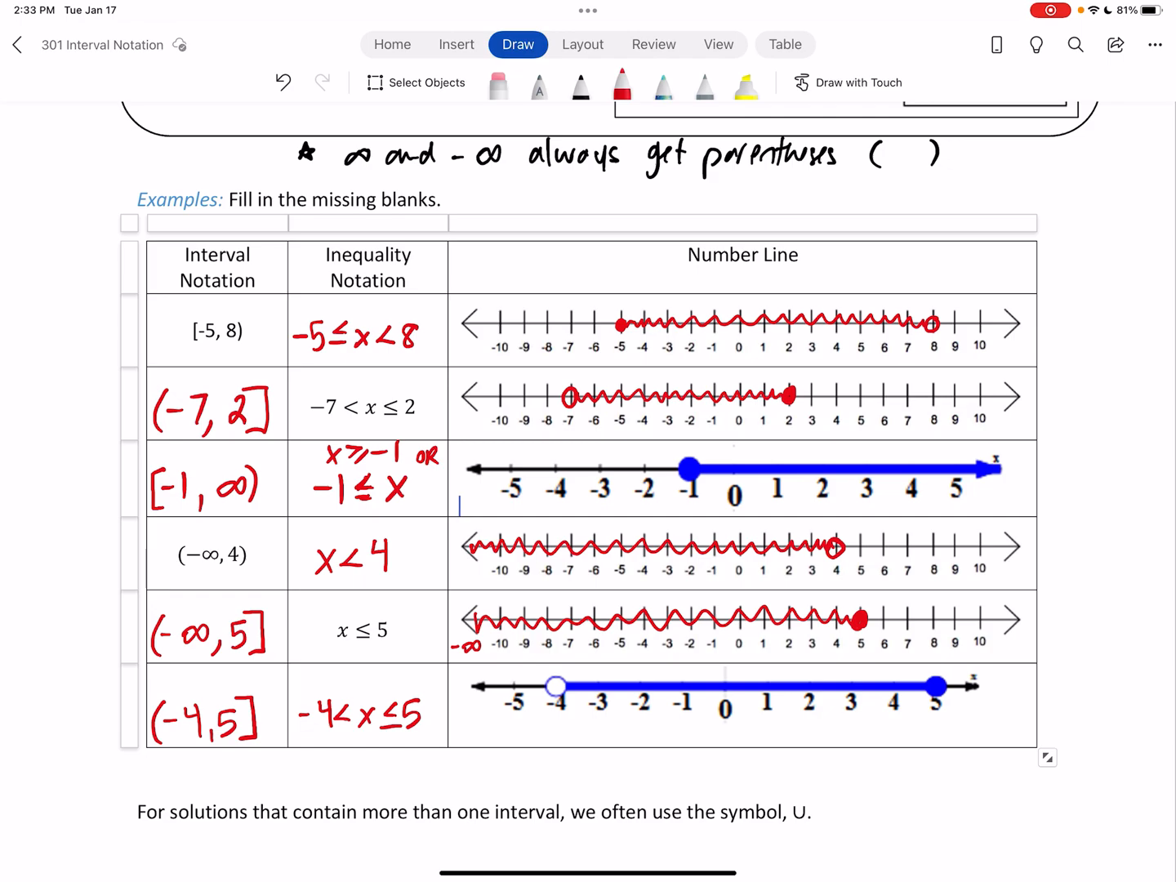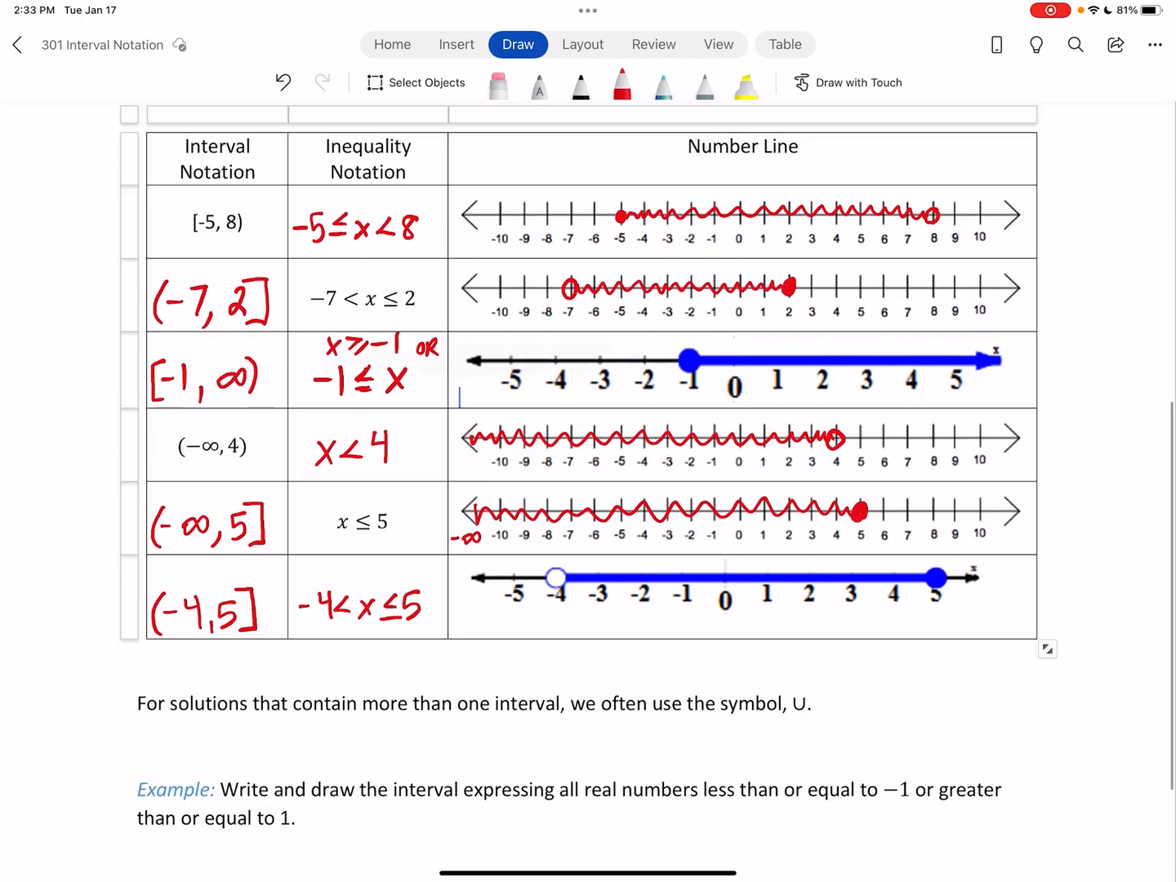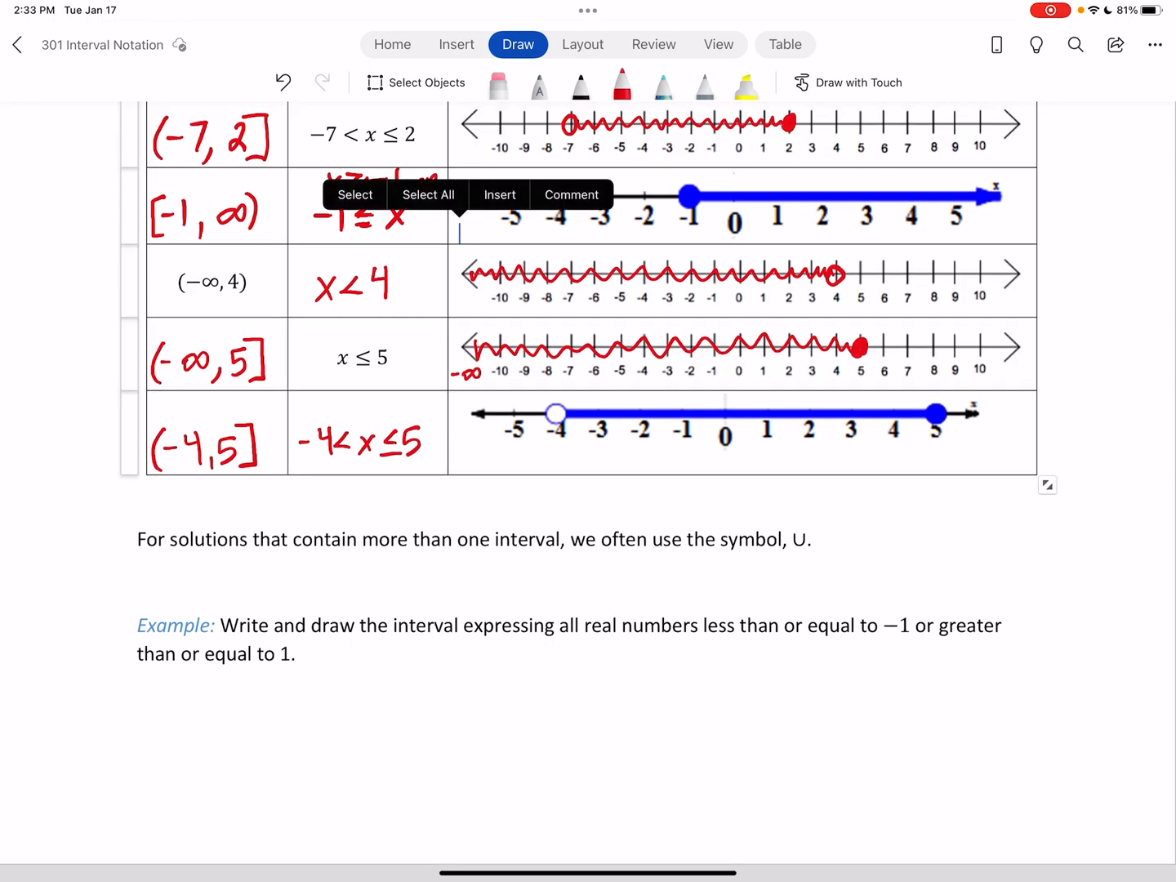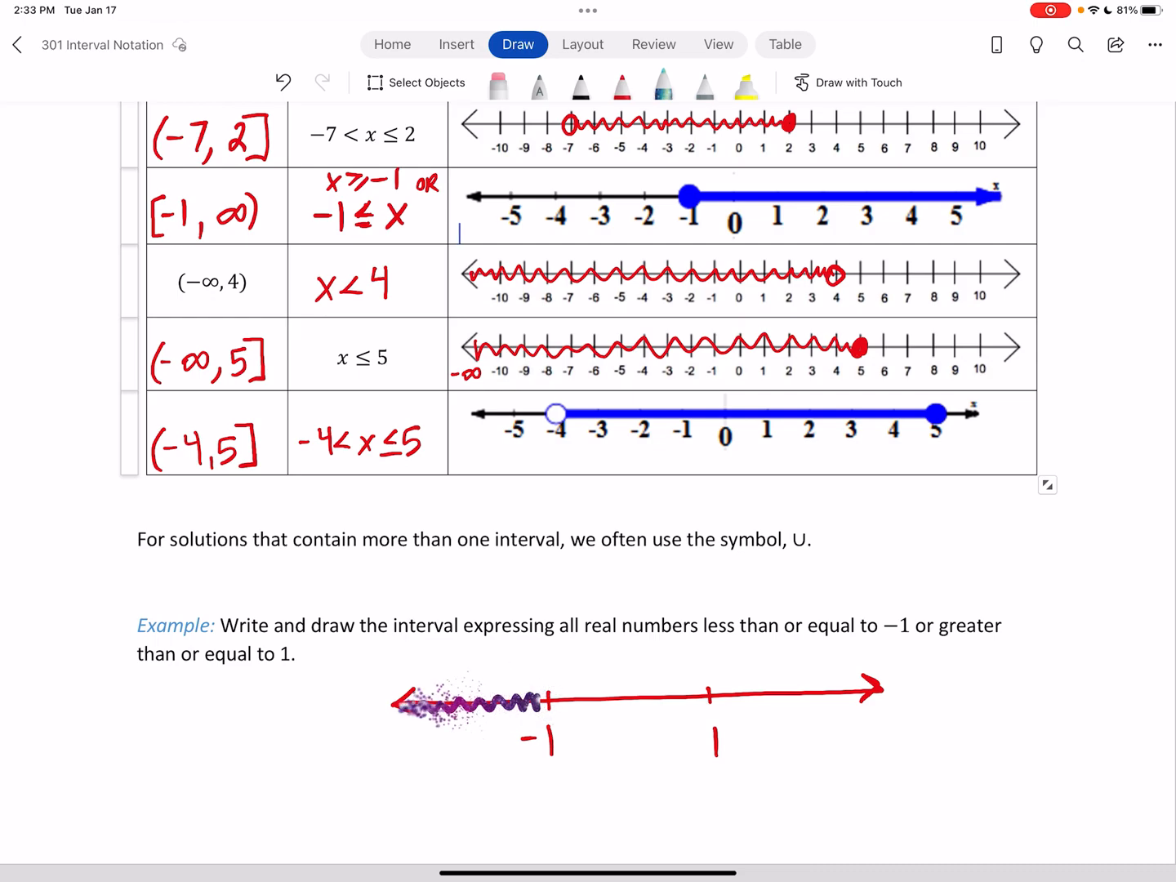If your solutions contain more than one interval, you use the symbol U. For instance, this one says, write and draw the interval expressing all real numbers less than or equal to -1 or greater than or equal to +1. Here's -1, here's +1. I want all the numbers less than or equal to -1, so I put a filled in circle there, and greater than or equal to 1.